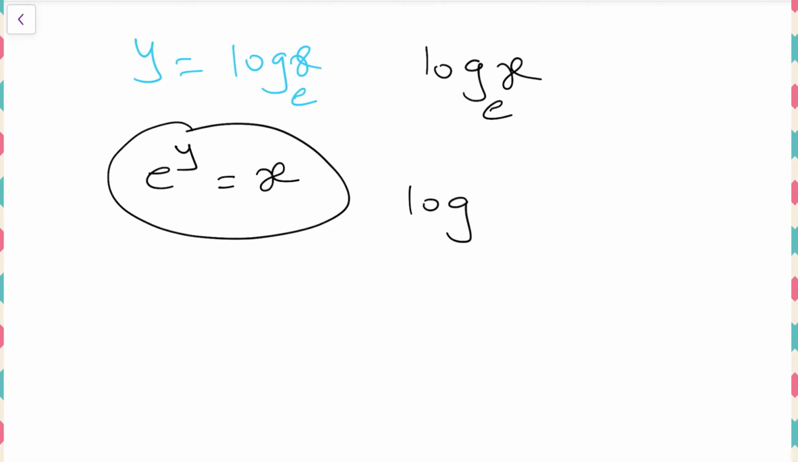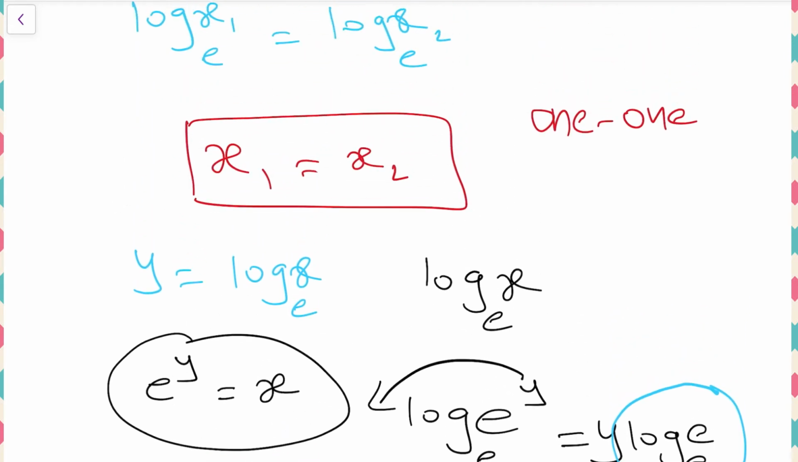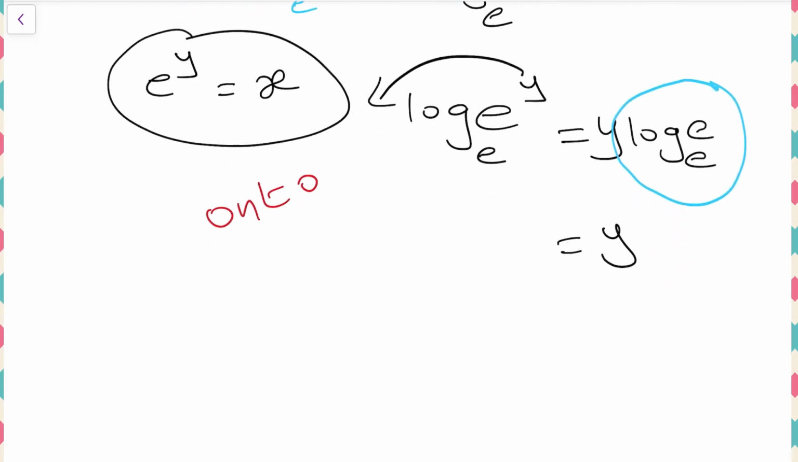Log as it is, x is nothing but e power y, base e as usual. In the logarithm, if a power is there, that power will go to the front as it is. So it will become y times log e base e. Log e base e value is 1. So the final answer is y. If we get the final answer as y, then this is an onto function. In the previous step we got it as one-one function and now it is onto function. If the function is one-one as well as onto, then it is a bijection.